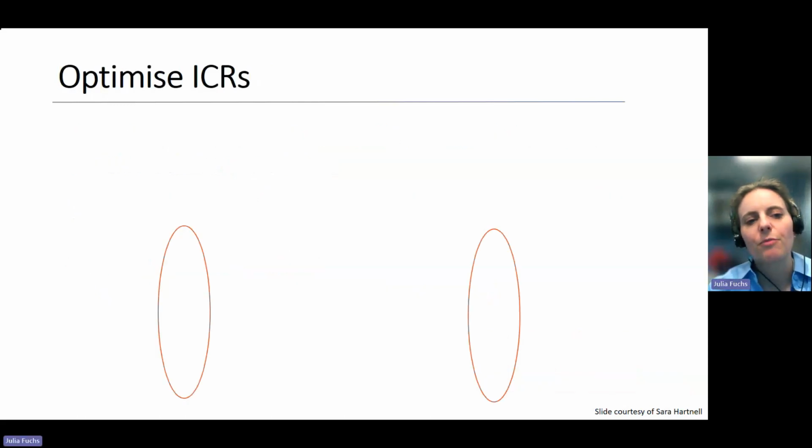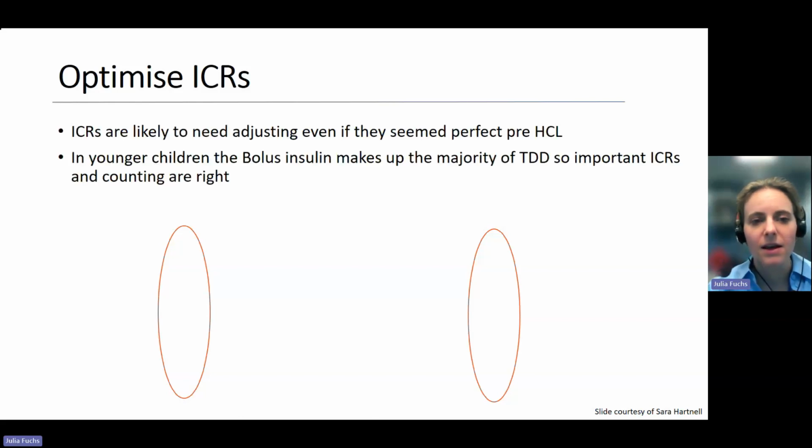With closed loop systems, it's very important to optimize the carb ratios, and often different carb ratios are needed compared to when they were on pump therapy before or MDI. And in younger children, just as a reminder, the bolus insulin makes up the majority of the total daily dose. So it's even more important to get those ratios right and making sure their carb counting is good.